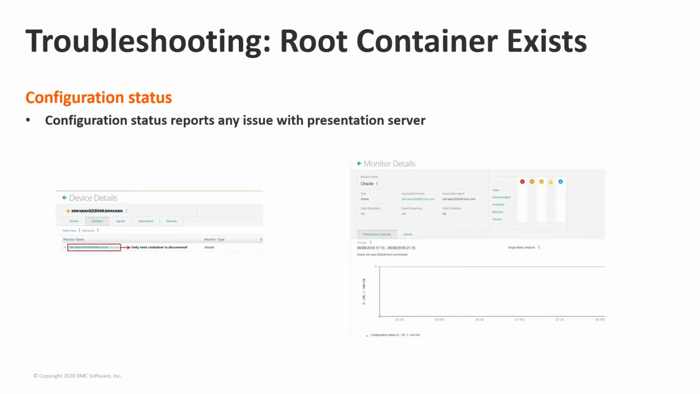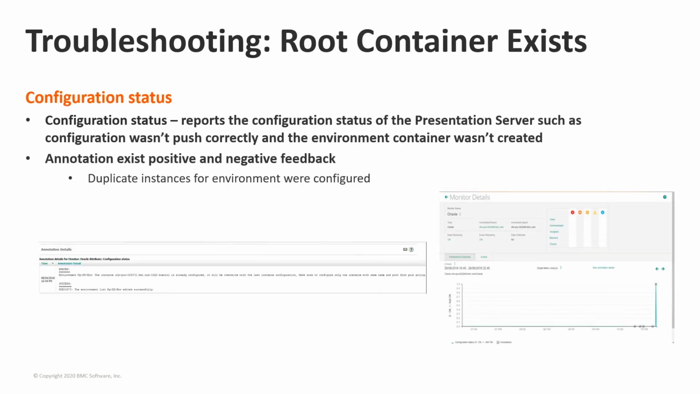And last but not least, the configuration status attribute under the root container. We expect this attribute to be barely used, as it is only for processing the CMA configuration internally in Patrol. Any problem on pushing the configuration to Patrol will be reported here, also if you configure the same instance twice.